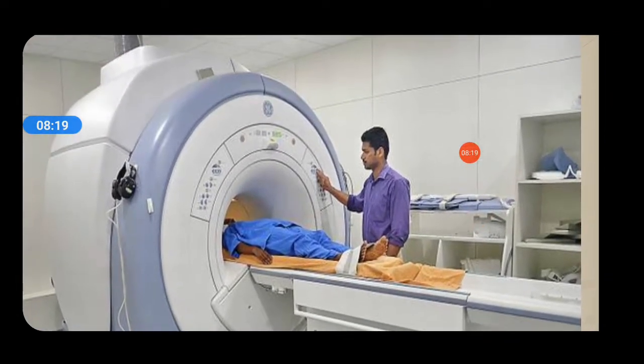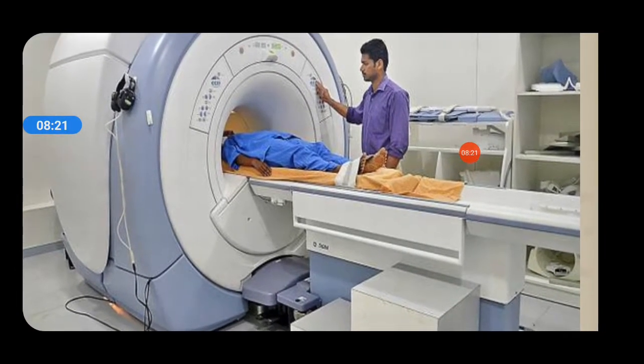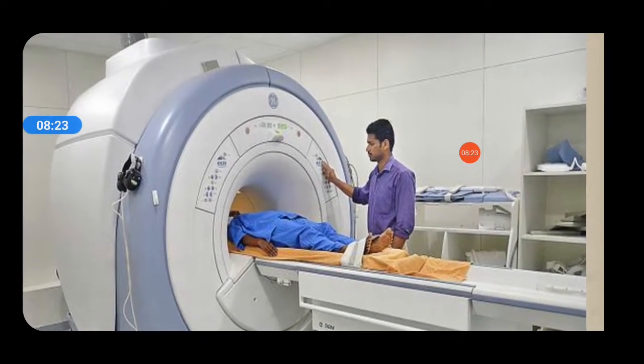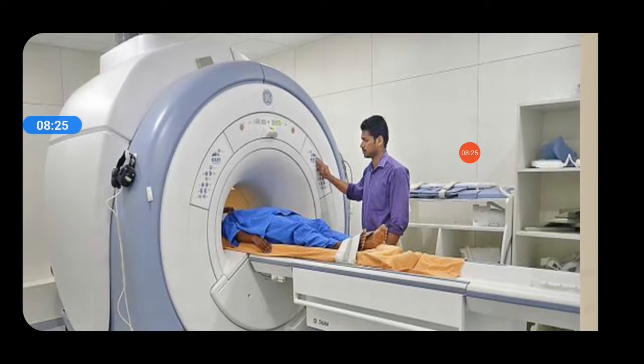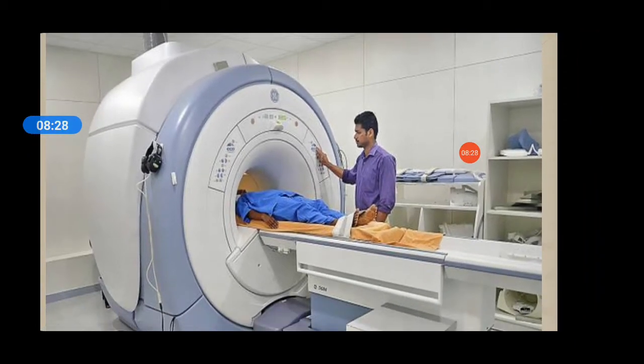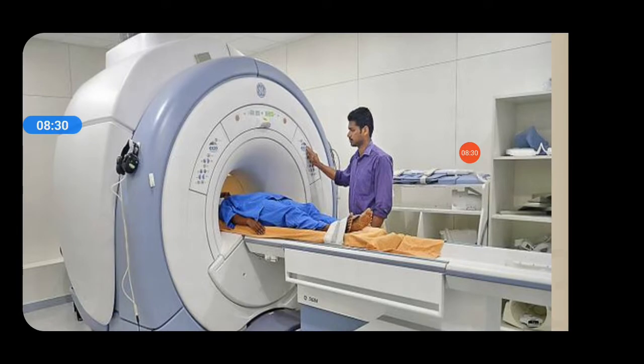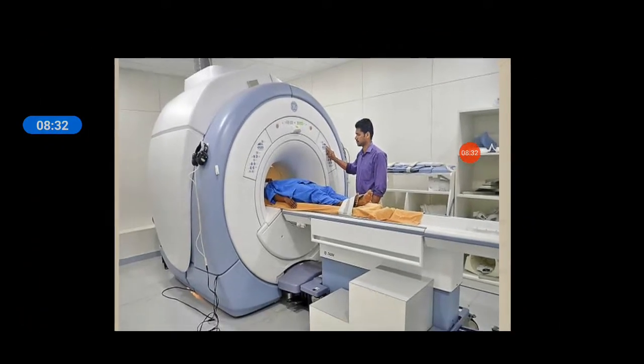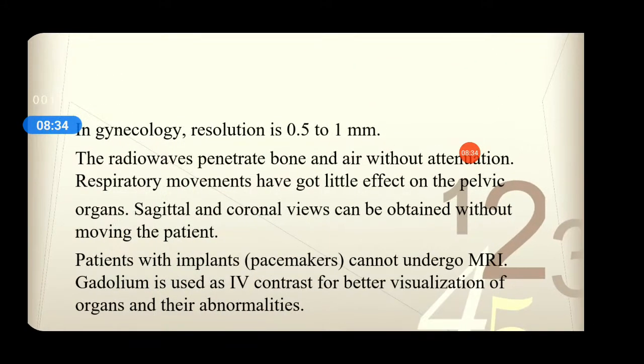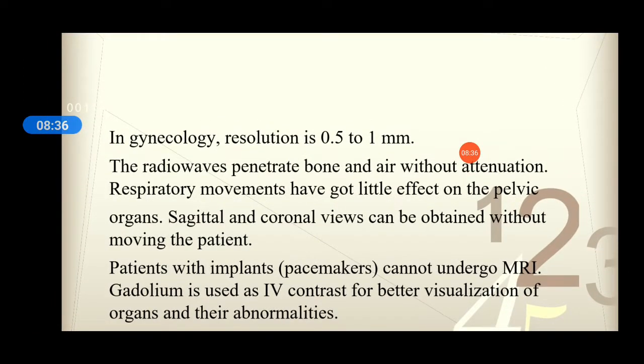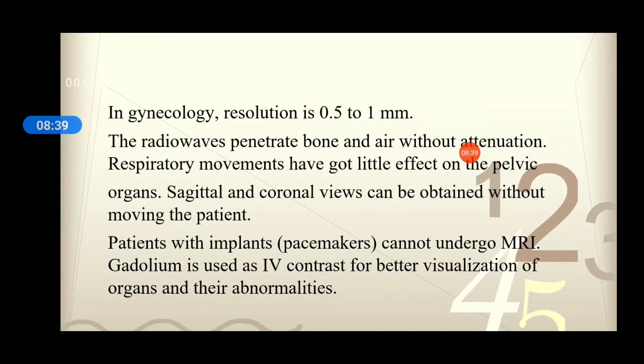So this is a machine of MRI. You can see here, you make the patient lie down on the machine and this resonance field is created, and you can start the procedure of taking the images of the body. In gynecology, the resolution used is 0.5 to 1 mm. The radio waves penetrate bone and air without any attenuation. Respiratory movements have little effect on the pelvic organs. Sagittal and coronal views can be obtained without moving the patient.